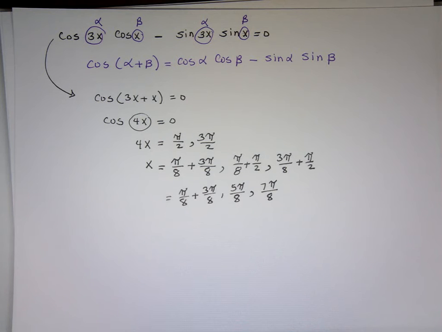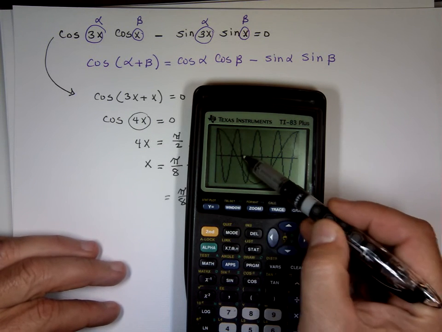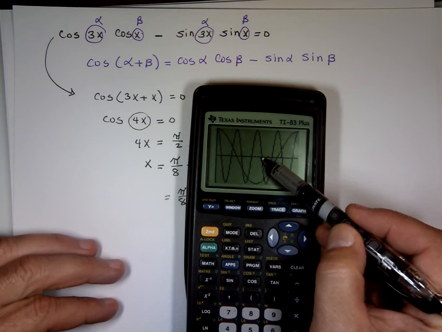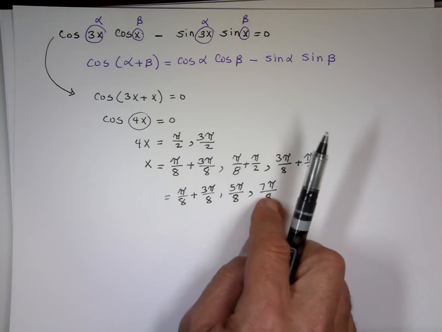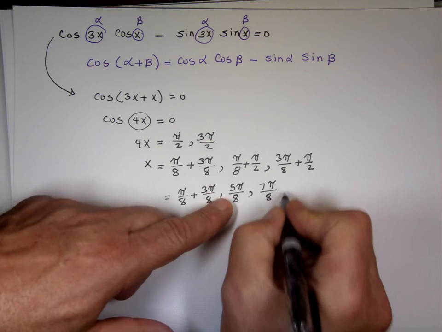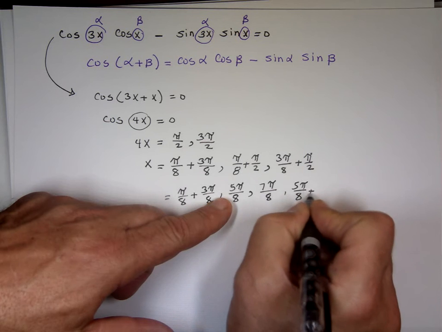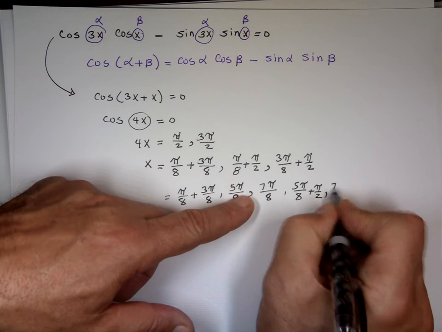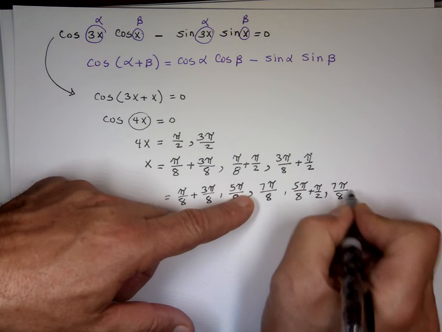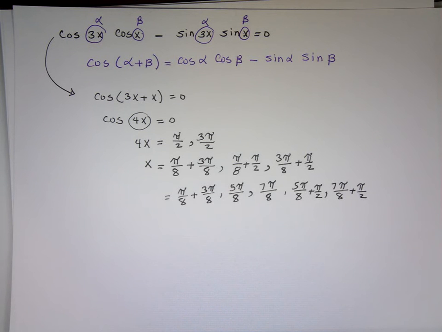Let's go back to the picture. I found this, this, this, and this. How do you get this one? You add pi over 2 to this one, and pi over 2 to that one. Because every 90 degrees it repeats itself. Let's see what the fifth and sixth points are.